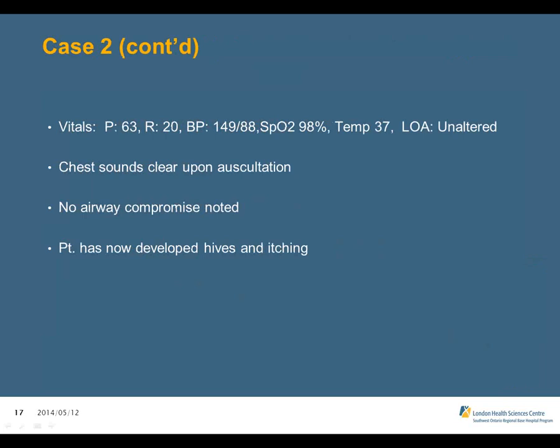So when you get there, you do your first set of vitals. You notice the heart rate is 63 with a respiratory rate of 20. Blood pressure is 149 on 88, and SATs are 98%. Temperature is 37, and she is GCS 15. Auscultating the chest, you hear no wheezes, no audible stridor, so you decide that there's no airway compromise in this patient. You do notice, however, that the patient has hives throughout her body, and she is quite itchy with these hives.